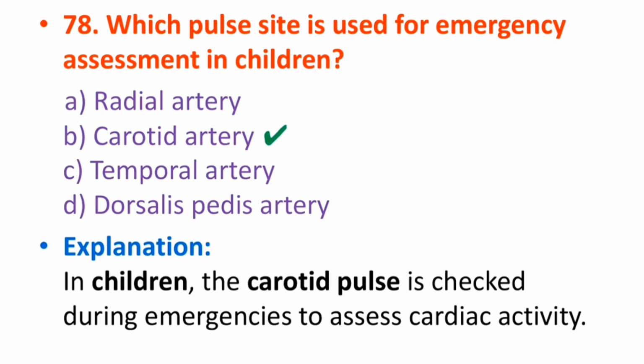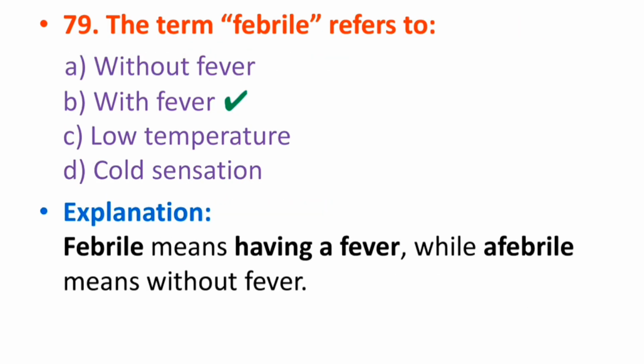Which pulse site is used for emergency assessment in children? Option A, radial artery; option B, carotid artery; option C, temporal artery; option D, dorsalis pedis artery. The correct answer is option B, carotid artery. In children, the carotid artery is checked during emergencies to assess cardiac activity.